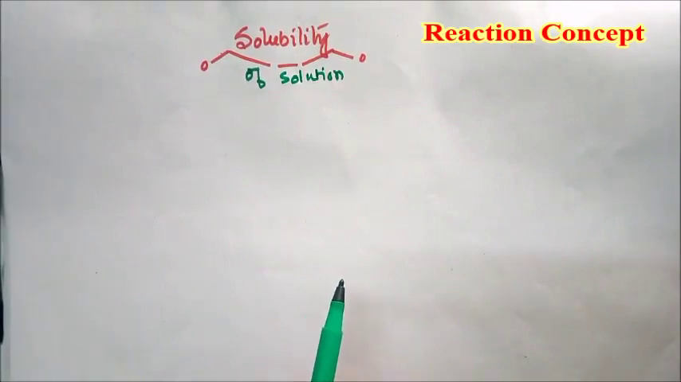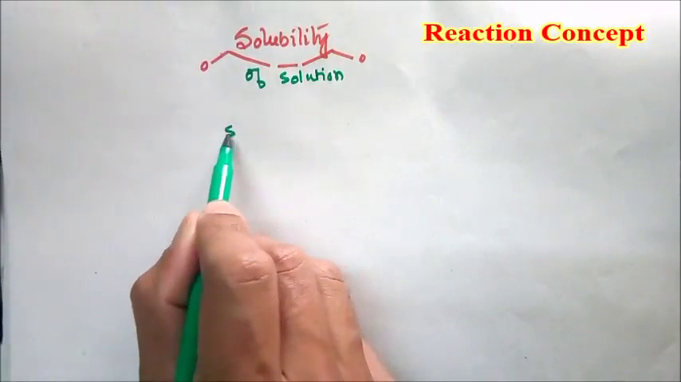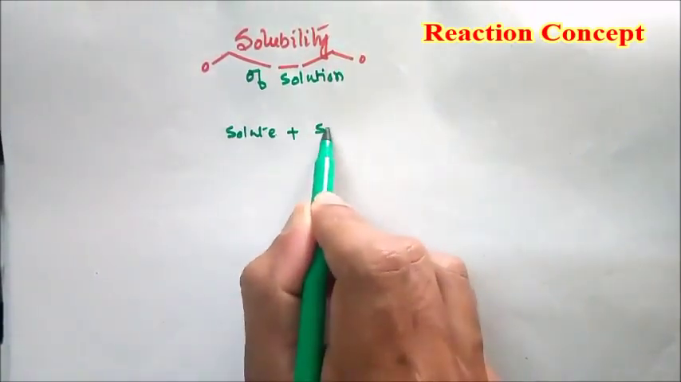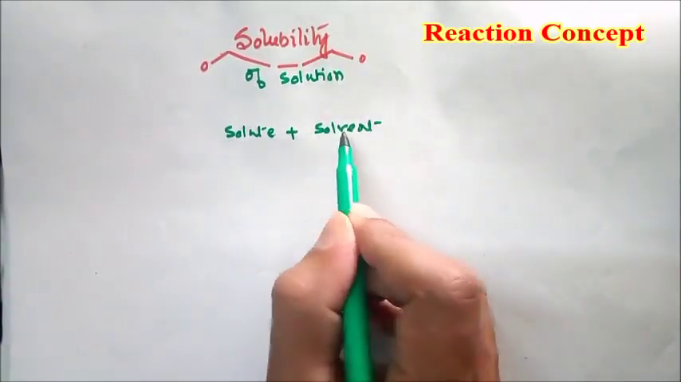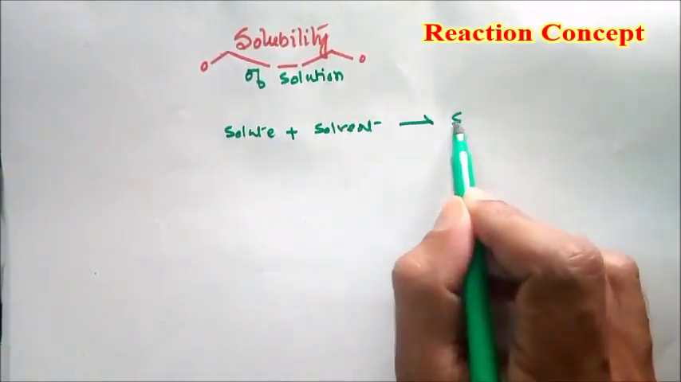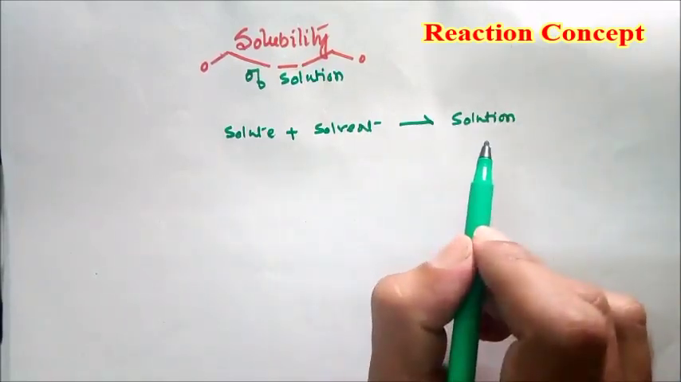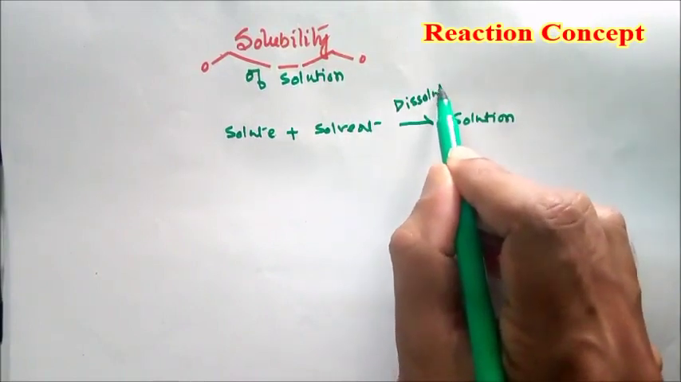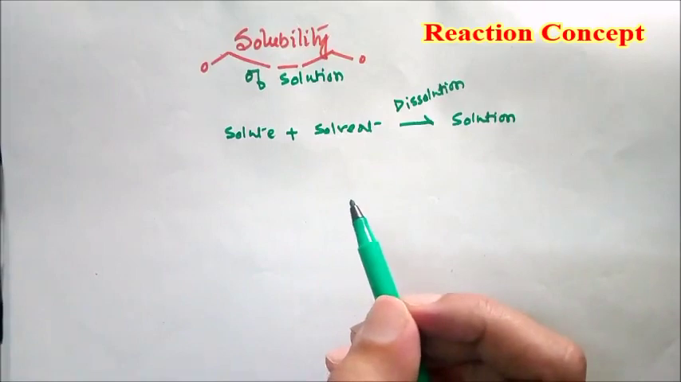So what is solubility? First, a solution is a mixture of solute and solvent. When we add a solute to a solvent, it starts dissolving in the solvent and gives rise to the solution. This process is called dissolution of the solute in the solvent.